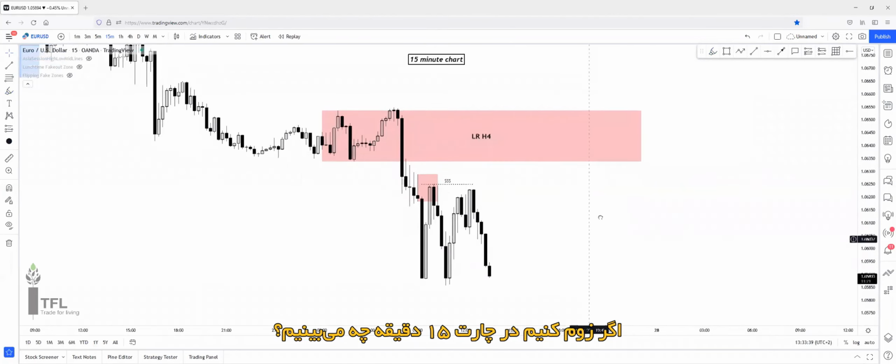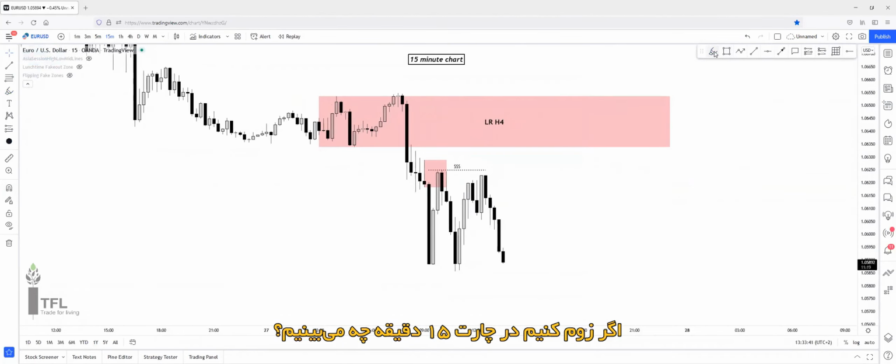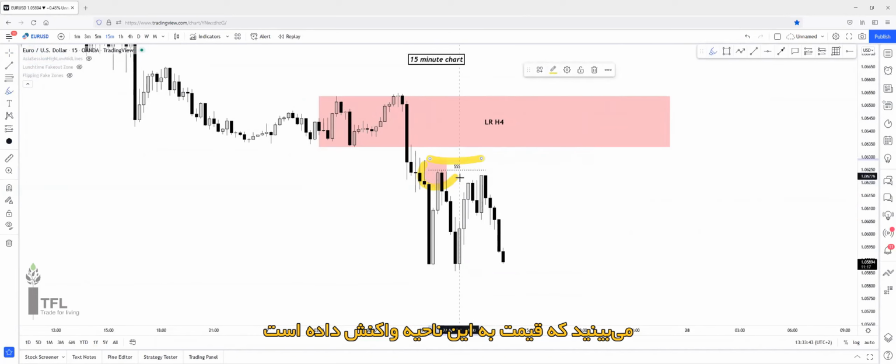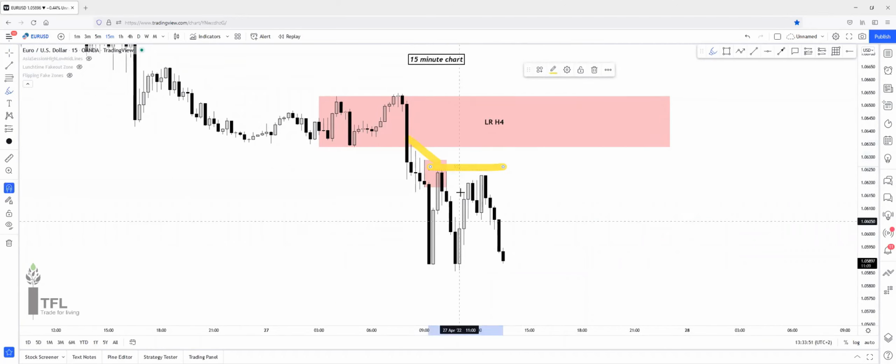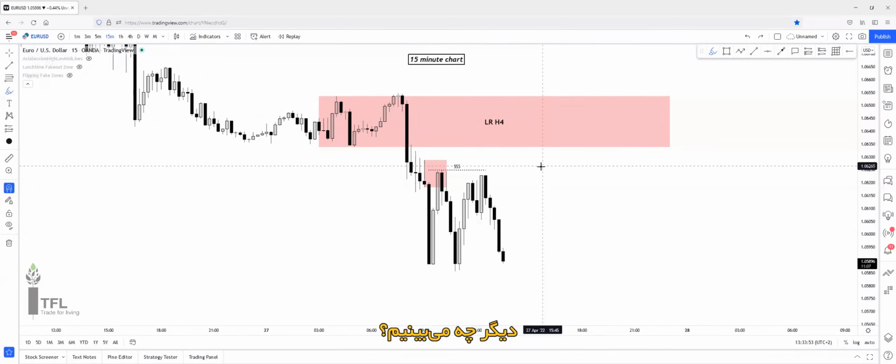So what can we see on the 15-minute chart if we just zoom in? You can see that price is reacting on this zone. You can see that this zone is part of the liquidity. I mean, that's unarguably liquidity, even a liquidity trend line, even double bottoms. I mean, taps, sorry. So what else can we see?